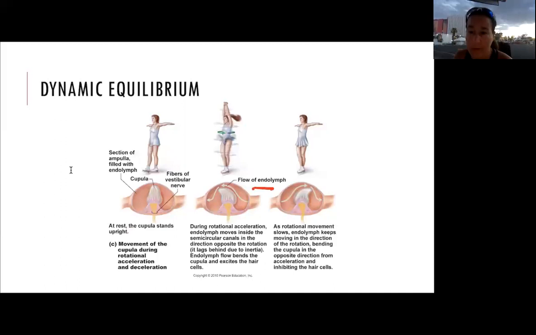So if any of y'all have ever done this, maybe on field day, we always had field day games at the end of the school year. Maybe you had to put your head down and spin in a circle, spin in a circle, spin in a circle. And then you stood up and tried to walk in a straight line. And it's because of this. It's because your endolymph was going in one direction, and then you stopped it, and it went in another direction and set off. So this is dynamic equilibrium, when you are moving your body in different positions.